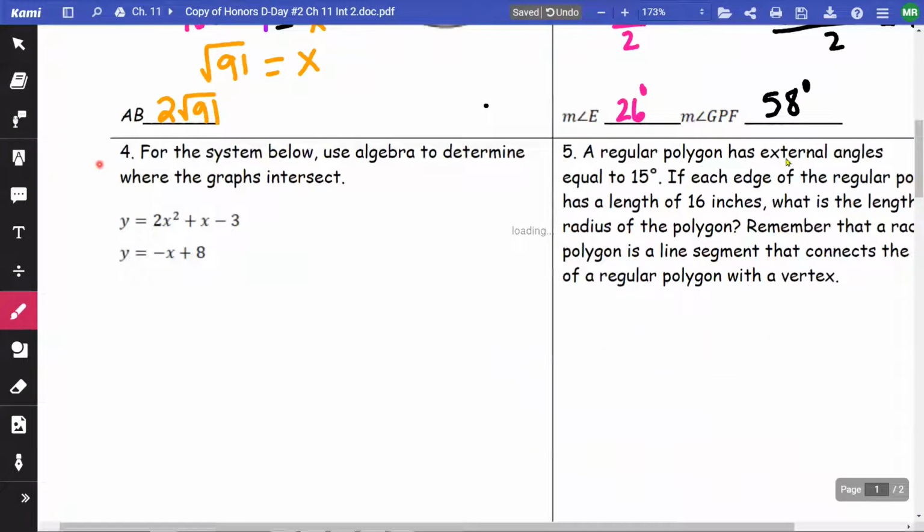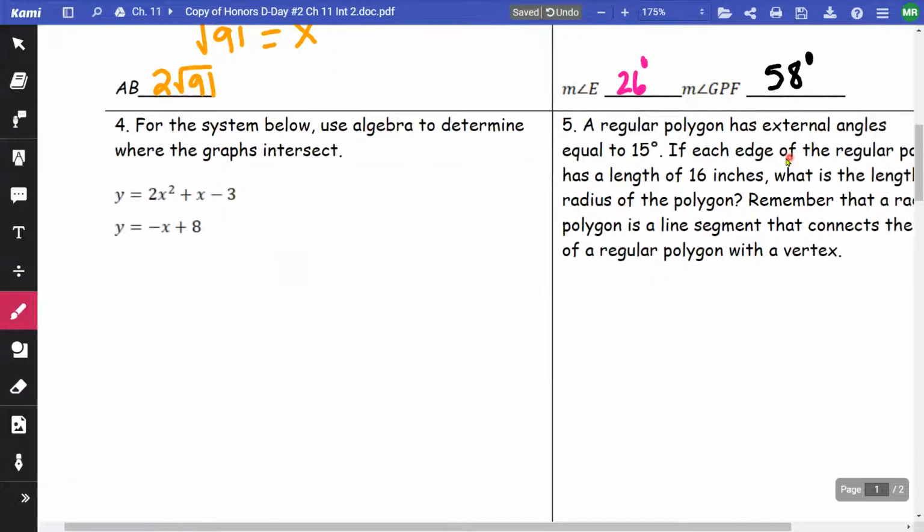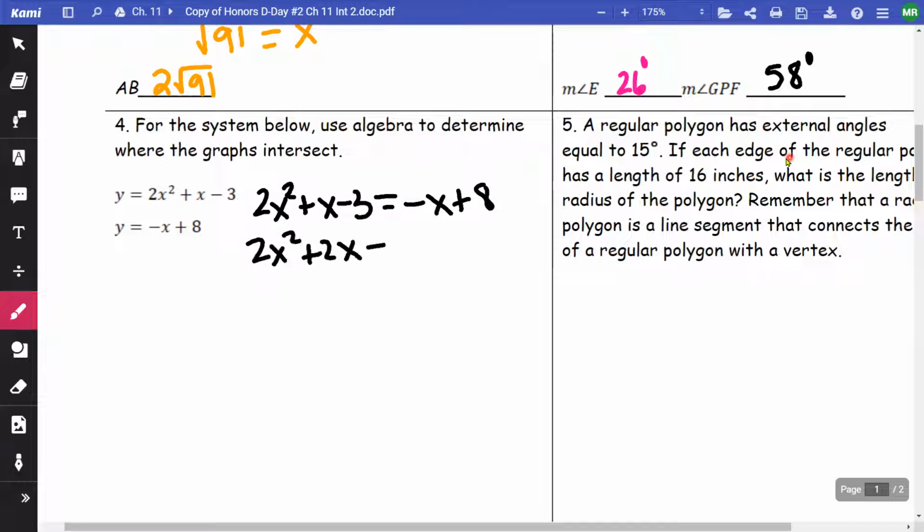Okay, on number 4, we have a system of equations that both of them are y equal. So I'm going to use equal values. So I'm going to take 2x squared plus x minus 3 and set it equal to negative x plus 8. I am going to add x to both sides. So I'm going to do the 2x. I'm going to minus 8 from both sides. So I get 2x squared plus 2x minus 11 is equal to 0.